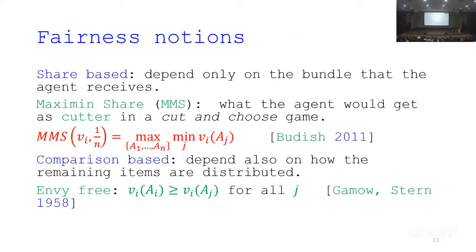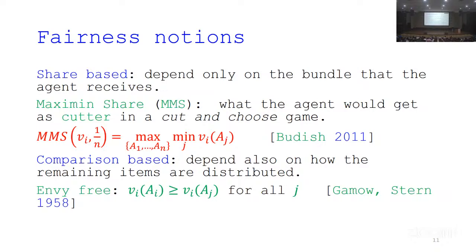Okay, so now let's go to fairness notions. There will be two main classes of fairness notions. One is share-based. In share-based fairness notions, each agent computes what they believe to be their own fair share. Based on their own valuation function, they say, how much value do I deserve to receive? And the most common share that is used is the max-min share, which is basically what would happen in a sort of cut and choose protocol.